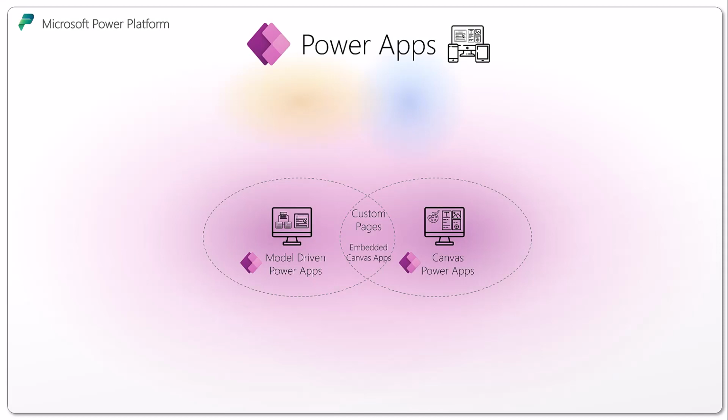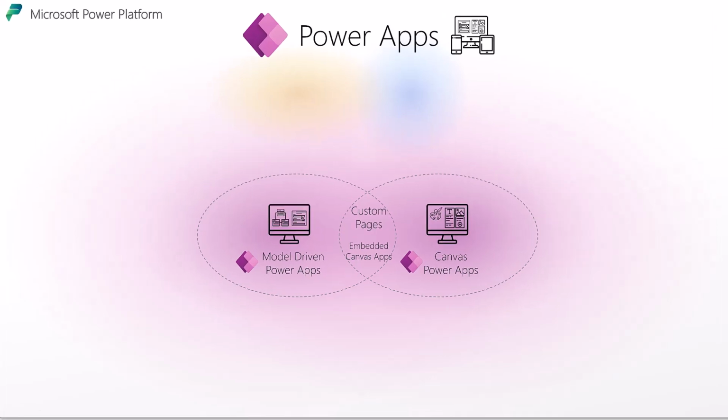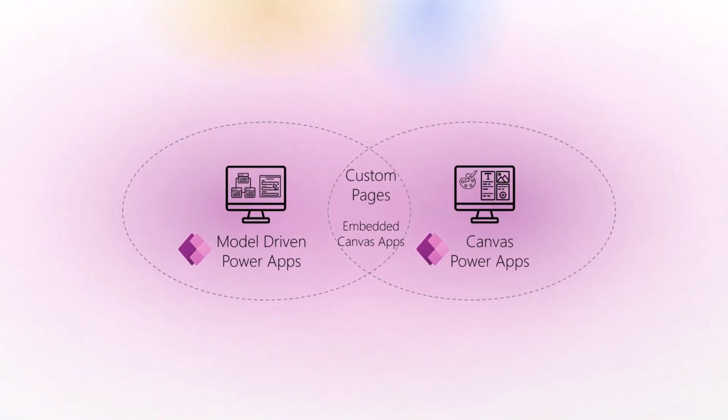So effectively, Power Apps is made up of two types of Power Apps. There are model-driven apps and Canvas apps. Let's now cover model-driven apps in detail. So we'll go through each of the components of what model-driven apps are made of.